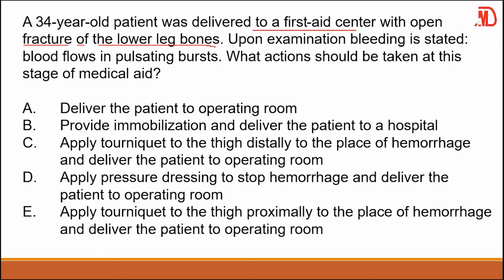Now, upon examination, the bleeding is arterial. Blood flows in a pulsating burst. What action should be taken at the stage of medical aid? There is bleeding, so the focus is the bleeding, not necessarily the fracture. In this case, you are going for a tourniquet.